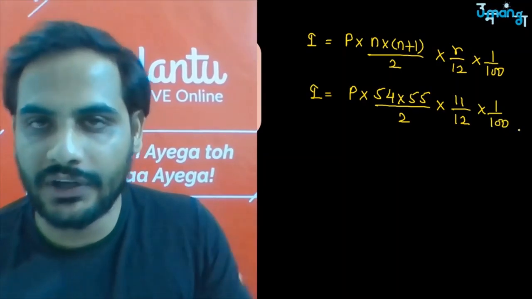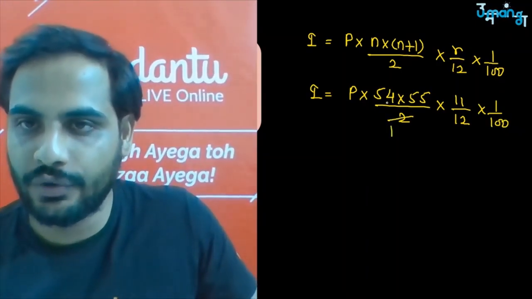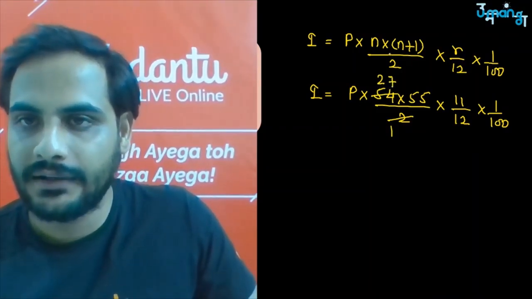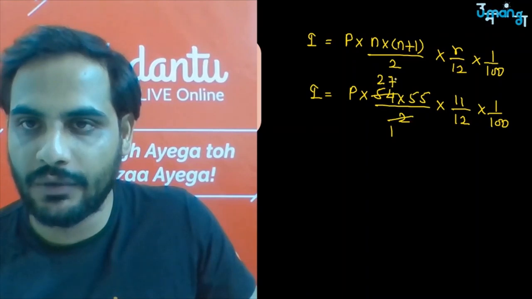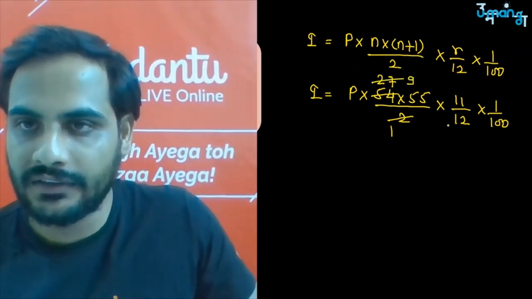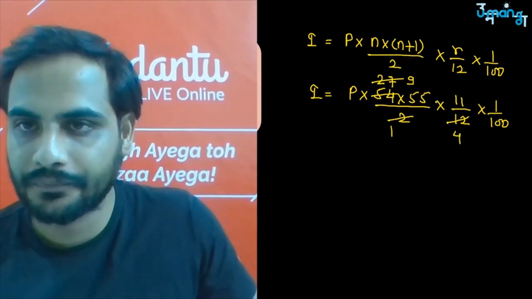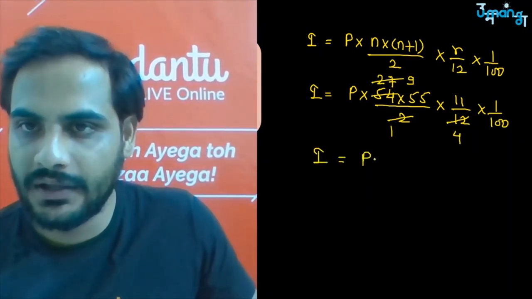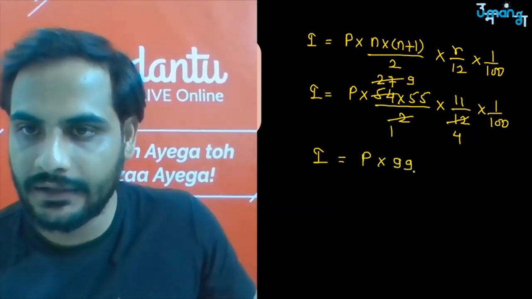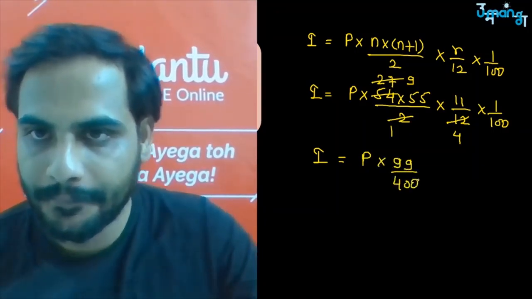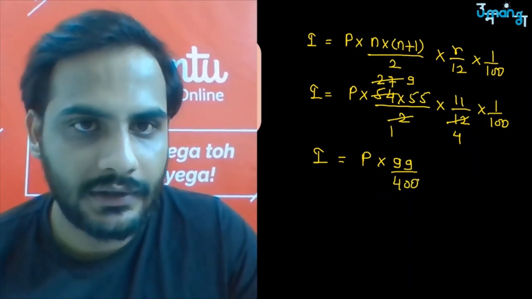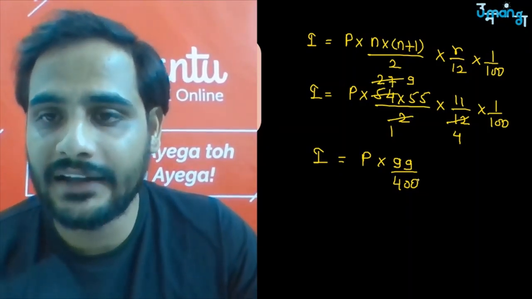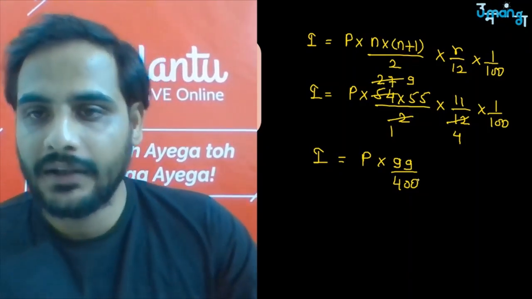So let us try to do the simplification. Here you can say 2 ones are, this will be 2 twos are and 2 sevens are. Correct? Then you can say that it will be equal to 3 nines are, 3 fours are. So finally you are getting interest as P into 99 upon 400. I think that is correct. Yes. So this is your interest.